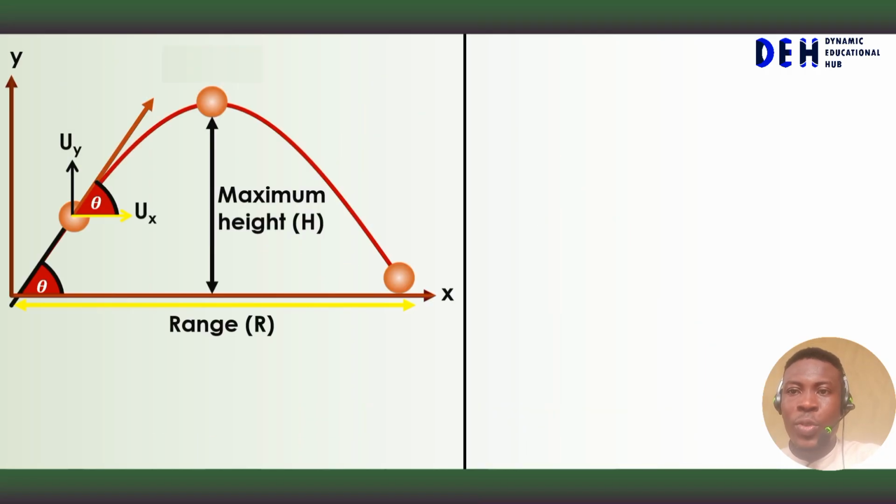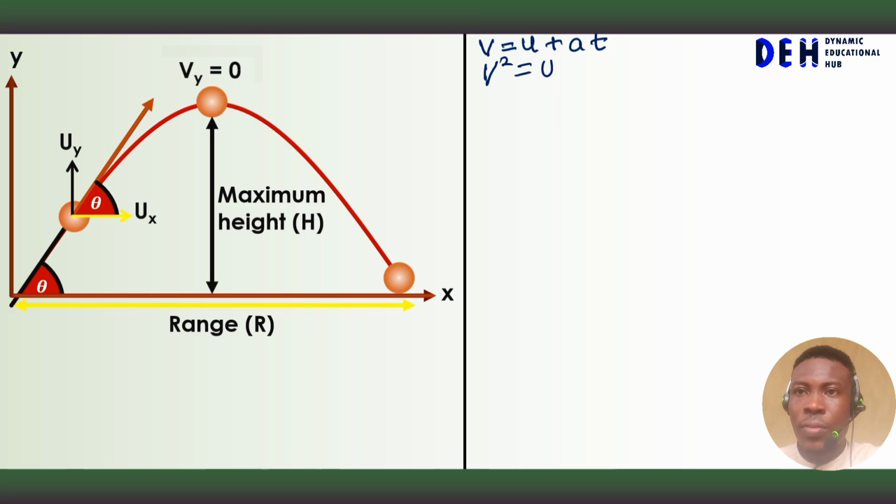To do that is very simple. We are going to be using the equations of motion that we all know before. So let's write out our equations of motion. The first one is v is equal to u plus at. The next one is v squared is equal to u squared plus 2as. The next one is s is equal to ut plus 1 over 2 at squared.